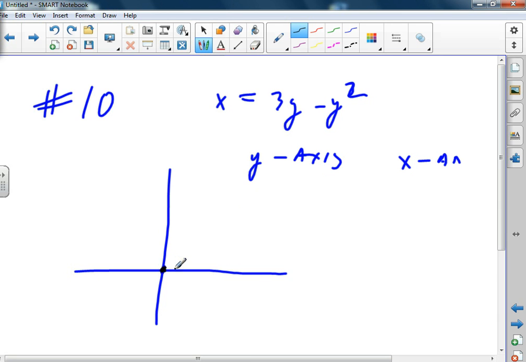When y is 1, x is going to be 2. When y is minus 1, x is going to be minus 4. So I got a point there.